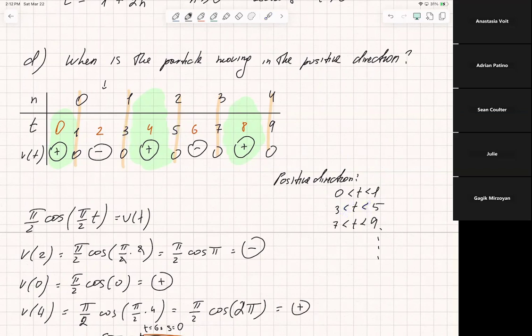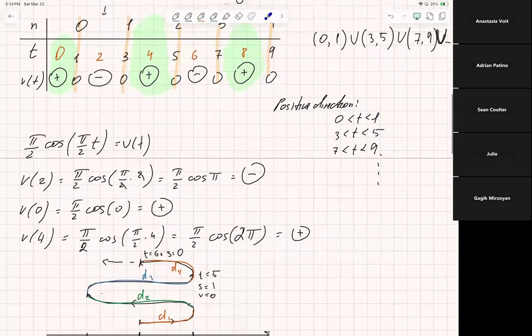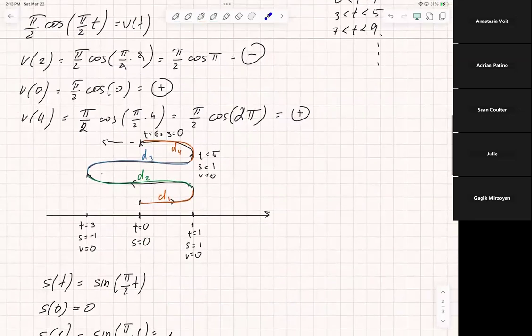If you want to write it in the interval notation, it's going to be from 0 to 1, union from 3 to 5, union from 7 to 9, union, and so on and so forth until whatever time restrictions you have. Okay, so this is the way that you write it in the interval notation or as an inequality this way.